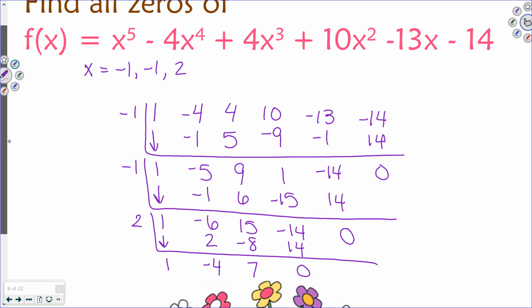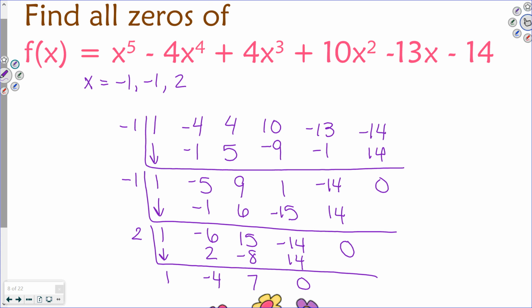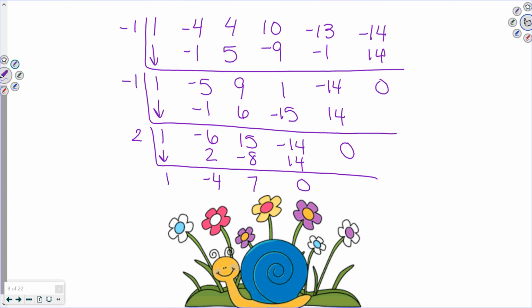All right, so this one started at x to the 5th. I did synthetic 3 times, so I'm down to an x to the 2nd. So this is x squared minus 4x plus 7, no remainder. We're going to set it equal to 0, and we need to solve this. Will it factor? No, it's not going to factor, so let's use the quadratic formula. All right, so x equals -b. Oh man, I'm telling you, this stuff comes back over and over and over. So -b is 4 plus or minus the square root of b squared minus 4 times a times c, all over 2 times a.